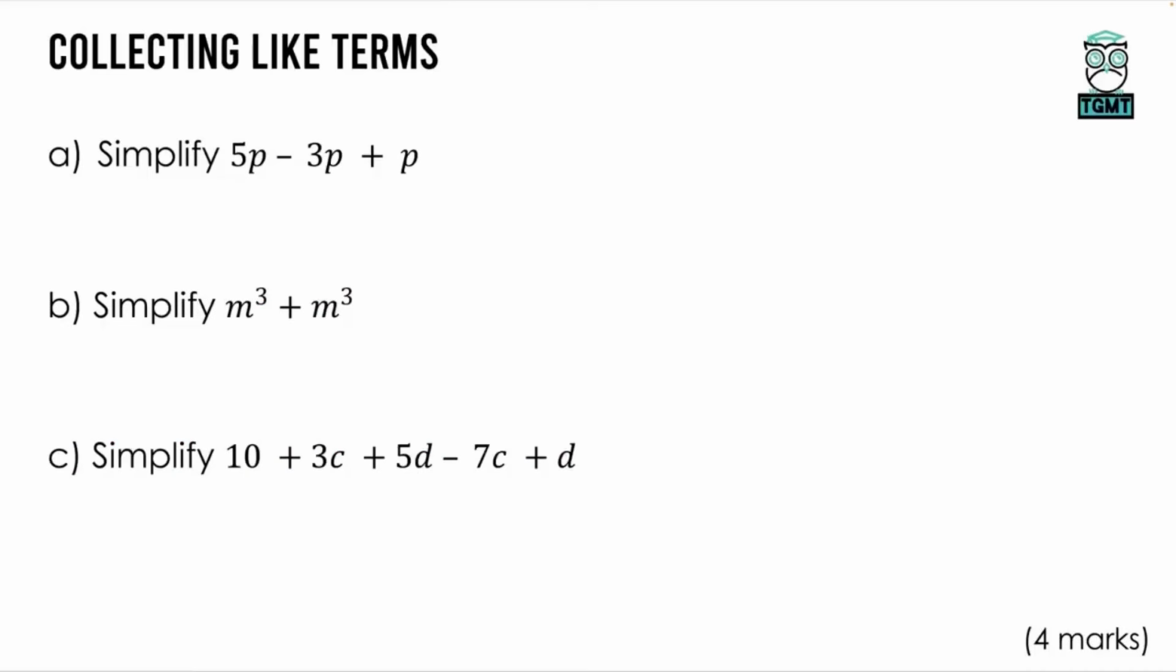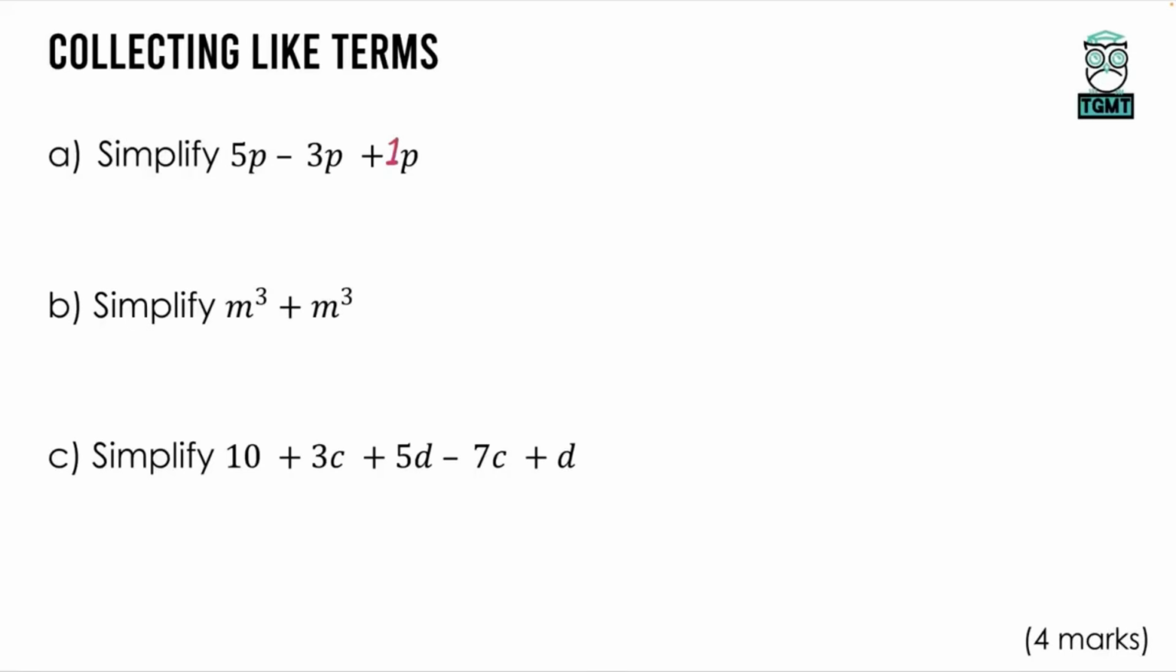When looking at collecting like terms and simplifying general expressions like this, we just need to be careful, particularly on this part B question where we have some powers involved. Now on the first one, we have simplifying 5p, take away 3p, and then plus, and we just have this letter p. Don't forget, although it's not written, there is a secret 1 in front of that p, so just remembering to count those up as we go.